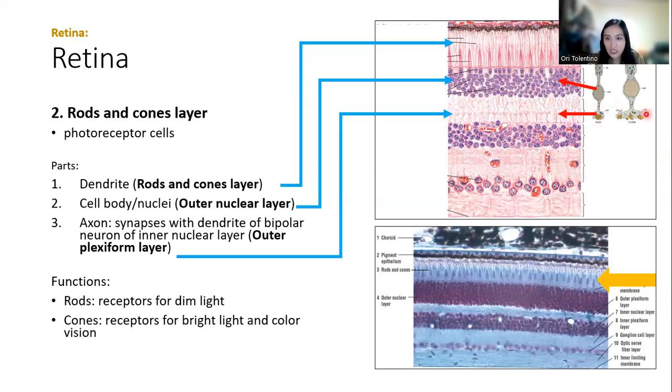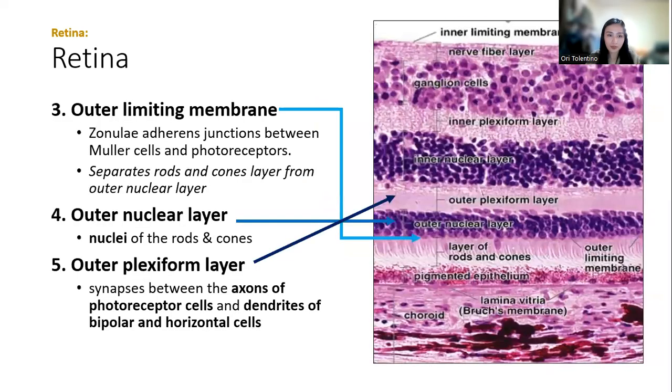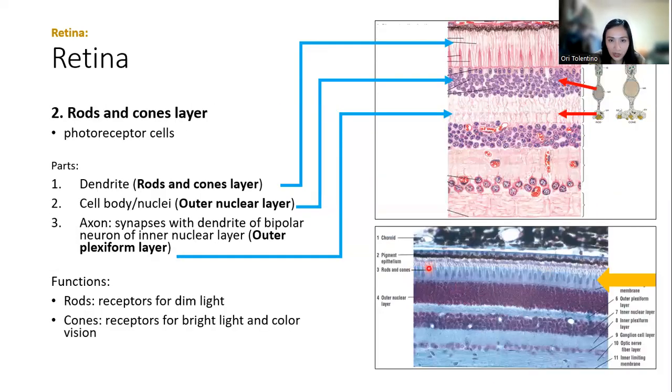The axon part, on the other hand, is also in another layer, the outer plexiform layer. Remember, plexiform layers are where axons and dendrites connect, or synapse, okay. So the rods are the photoreceptors for dim light responsible for seeing black and white, while your cones are receptors for bright light and color vision. Okay. So, sorry. This is your rods and cones layer, but actually this is just the dendrites of your rods and cones.